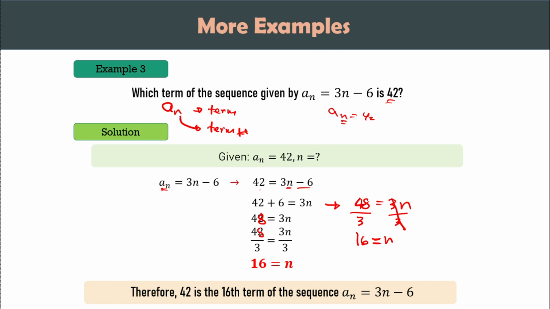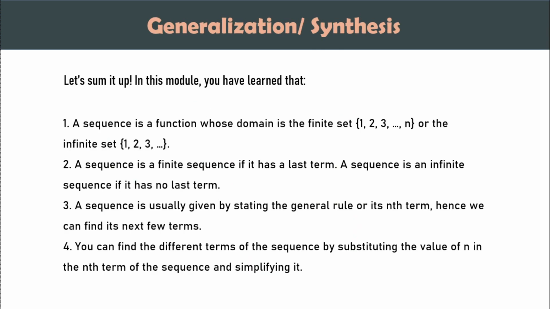Alright, so let's have the generalization. Let's sum it up. In this module, you have learned that a sequence is a function whose domain is the finite set or the infinite set. So a sequence can be finite and infinite. A sequence is a finite sequence if it has a last term. A sequence is an infinite sequence if it has no last term. So it is endless. Here, meron siyang symbol na ellipses that this sequence is still going on, but we observe that it has a last term which is n compared to this one.